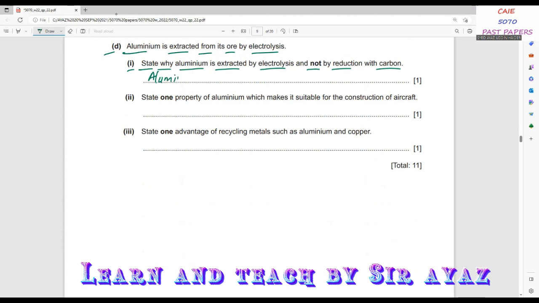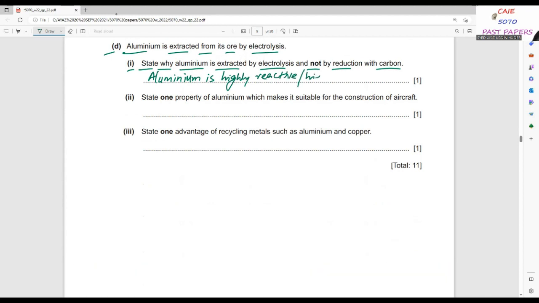Aluminium is highly reactive, high in the reactivity series.